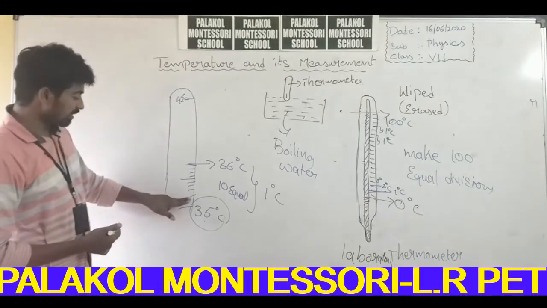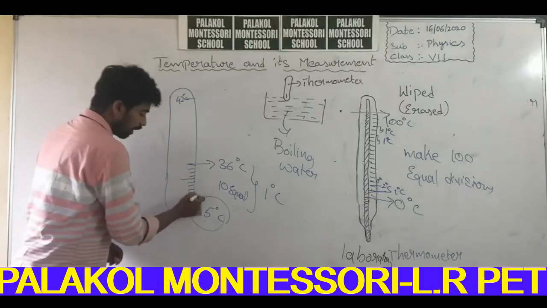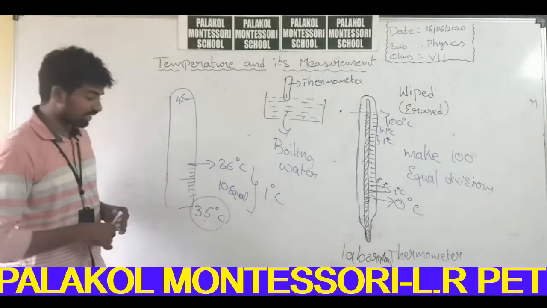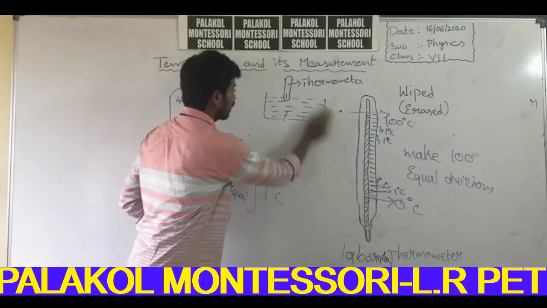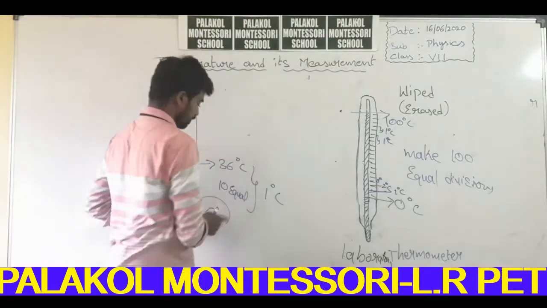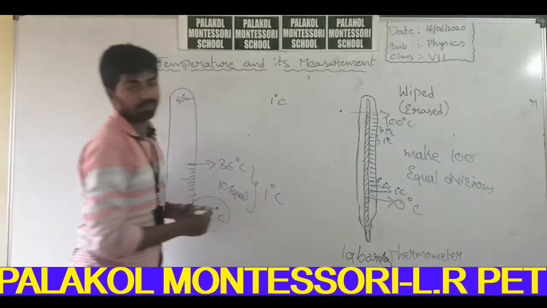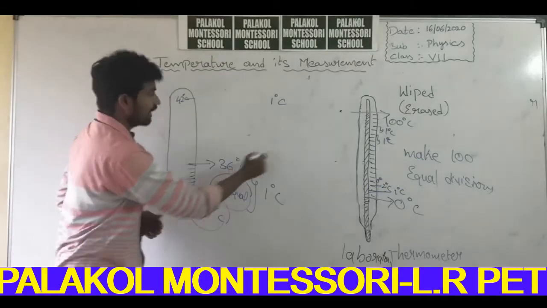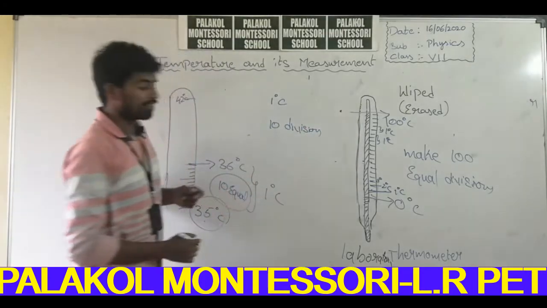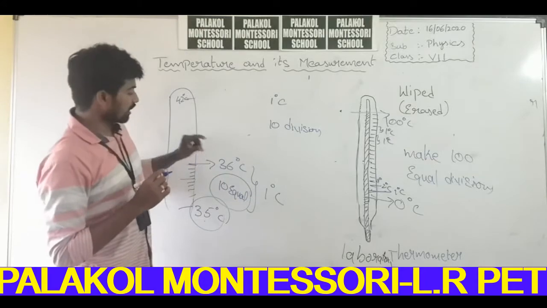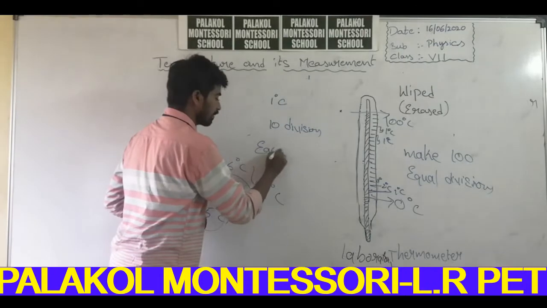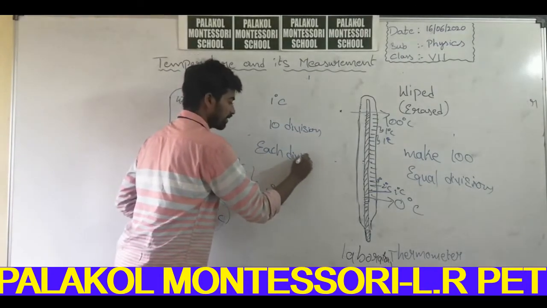Now my question is, what is the value of each division? What is the temperature value of each division? Let us find out. How much gap is there from 35 to 36? 1 degree centigrade of gap is there. How many divisions were made? 10 divisions. So, each division is equal to how much temperature?